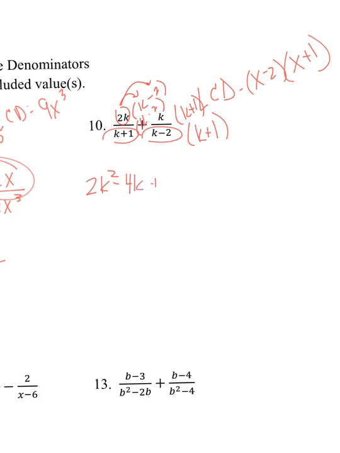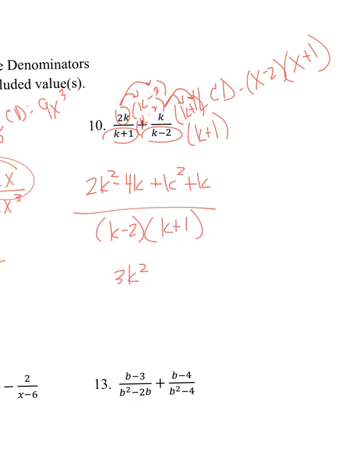and then plus, and then you're going to also want to distribute this k to both terms. So k squared plus k. All of that is going to be over k minus 2 times the quantity of k plus 1. So your next step is going to be to combine your like terms. You're going to get 2k squared and a k squared. That's going to give you 3k squared. And then you have a negative 4k and a positive k.